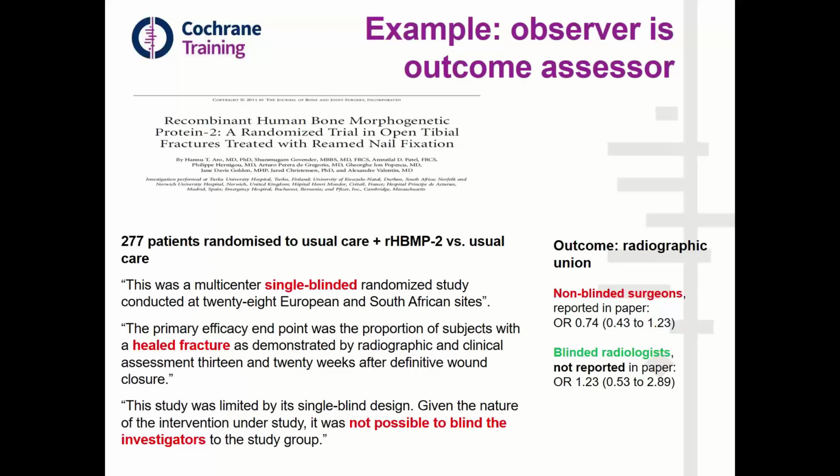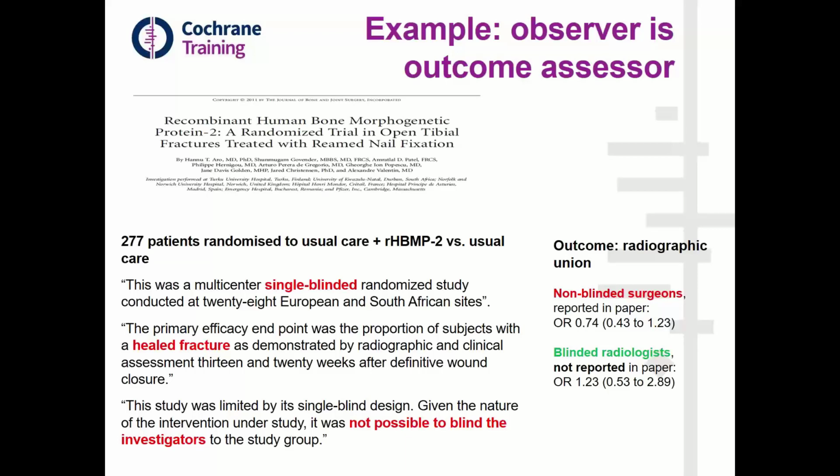An example would be a trial by Hanna Arrow. 277 patients were randomized to usual care plus a human bone morphogenetic protein versus usual care. The information in the trial was that this was a multi-center, single-blind randomized study. When you read the paper, it's not clear who that single-blinded person is.